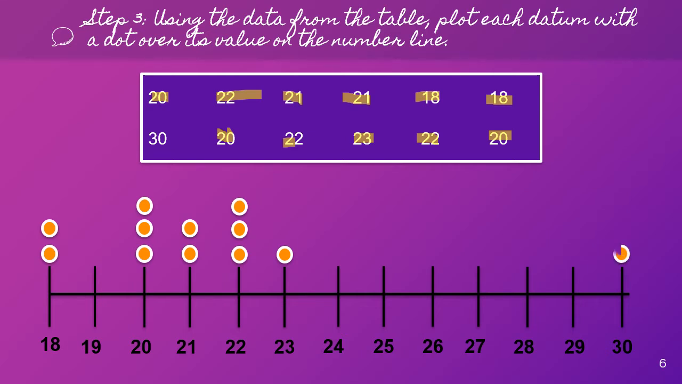Next, for 24, 25, 26, 27, 28, 29, since in the data we cannot see 24, 25, 26, 27, 28, or 29, we don't need to draw anything. For 30, we have 1 dot. So these dots represent the number of minutes for 12 employees of a company to travel from their homes to the office.